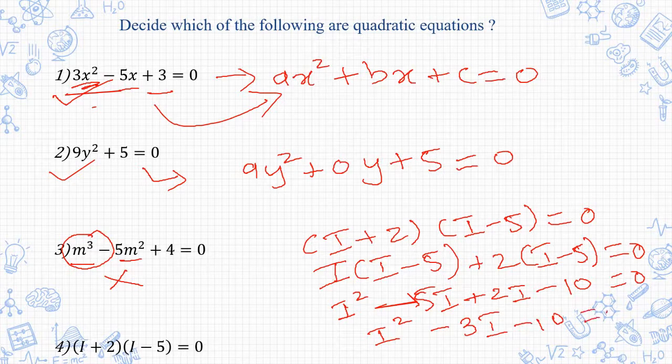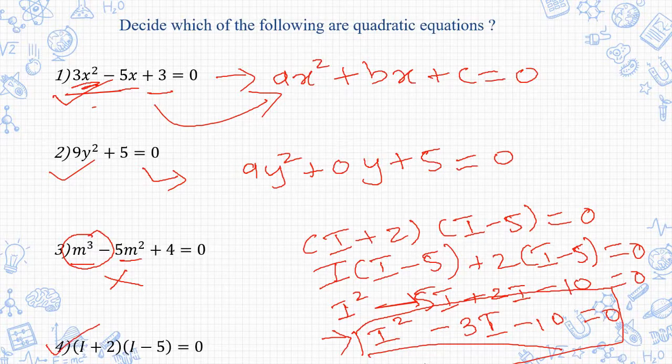Now if you look at this equation, this is in the general form of the quadratic equation. There is only one variable i and the maximum power of that variable is 2. So this is a quadratic equation.